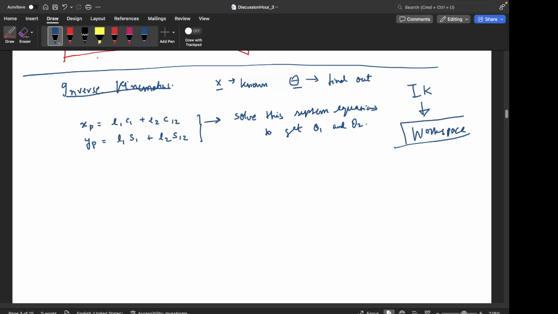So workspace is basically the area, or the volume when talking about 3D, that we can reach using our robot, right? So again we will use the 2R manipulator example to see the inverse kinematics problem.